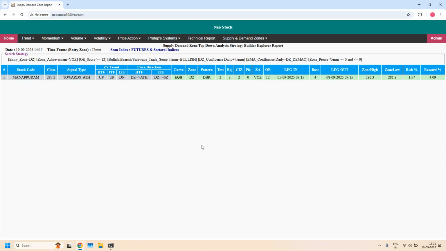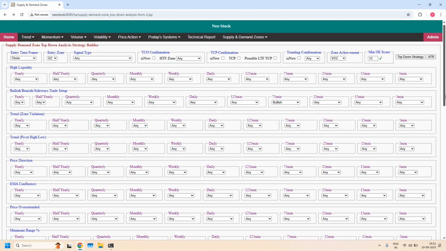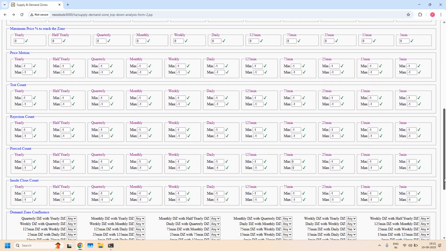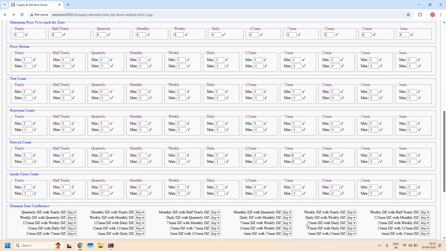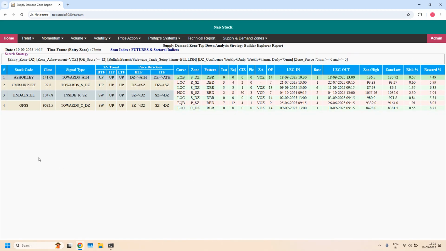Okay, next let us look into LTF, ITF, HTF demand zone confluence supported stocks. I am going back, removing EMA filter. Now in the demand zone confluence, 3 filters I am going to set. First one already enabled, 75 minutes and daily. Next 75 minutes and weekly, daily and weekly demand zone confluence. By setting all the 3 filters, we got 4 stocks.